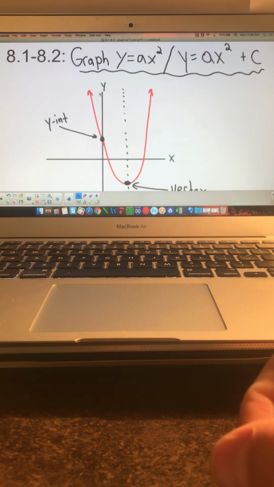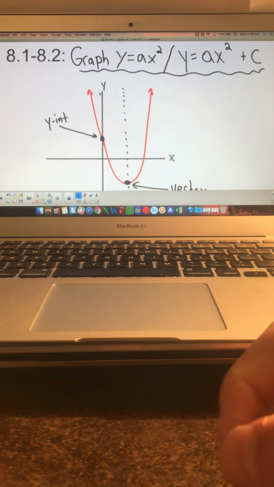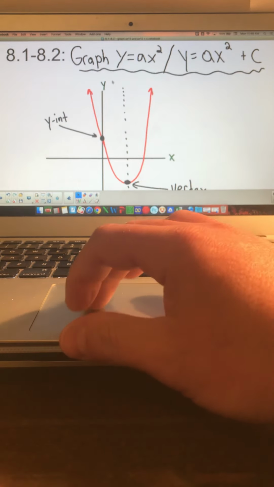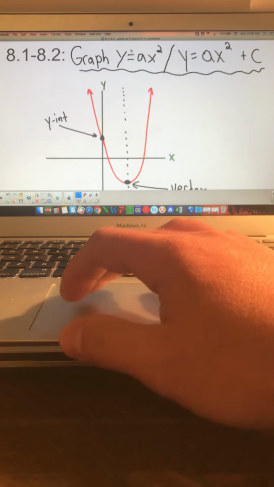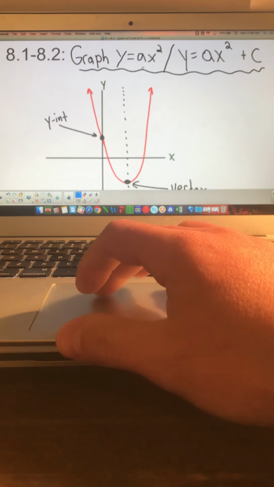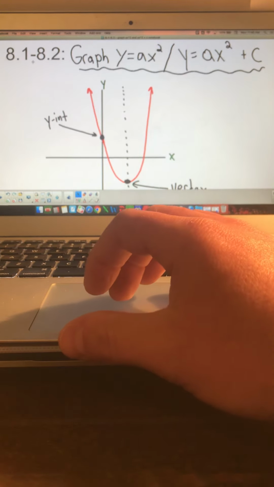So, as we roll here, we've got 8.1 and 8.2 combined. We're moving into chapter 8. We're going to be graphing what we call a quadratic equation. So that's y equals ax squared, and then we have y equals ax squared plus c.